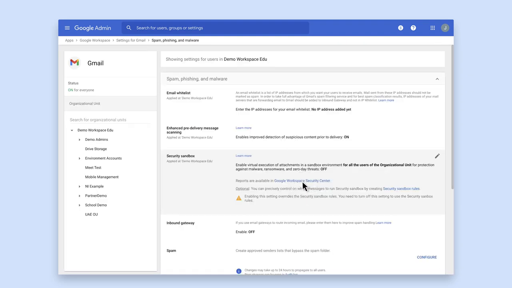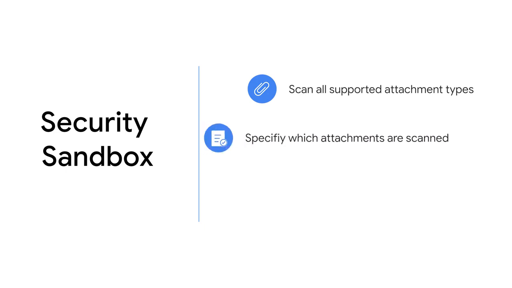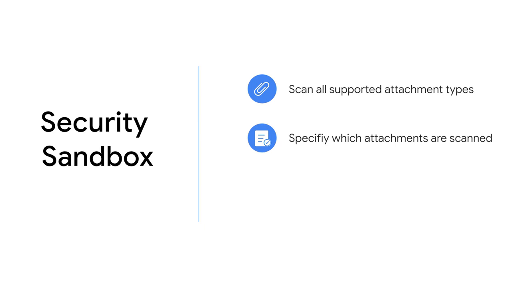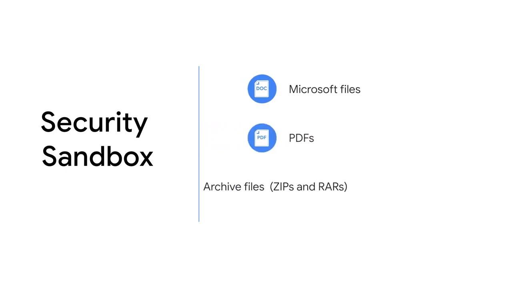As an administrator, you have several options for managing attachments. You can set up Gmail to scan all supported attachment types in Security Sandbox, set up rules to specify which attachments are scanned in Security Sandbox, and set up content compliance rules to manage malicious attachments. File types scanned in Security Sandbox include Microsoft files, PDFs, and archive files like zips and RARs.